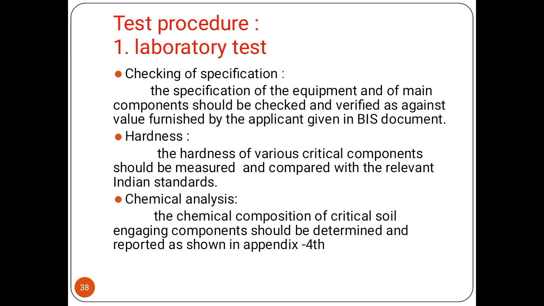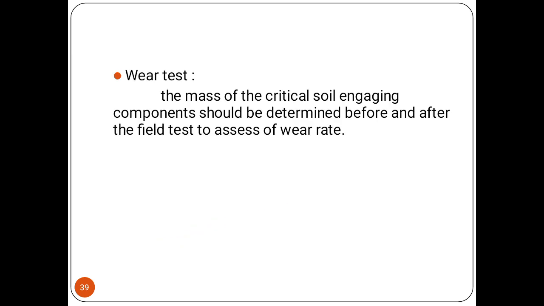What is the laboratory test procedure? First, checking of the specification. In that, the specification is verified against the values furnished by the applicant, as given in the BSI document, and the hardness of the various critical components should be measured and compared with the relevant Indian standard. The chemical composition of the critical soil engaging component should be determined. Then the mass of the critical soil engaging component should be determined before and after the field test to assess the wear rate.